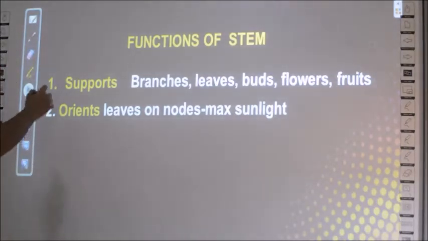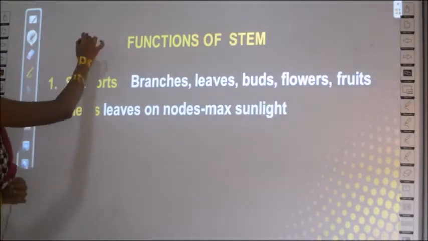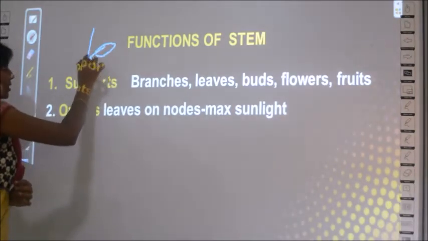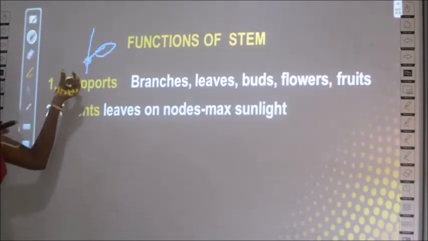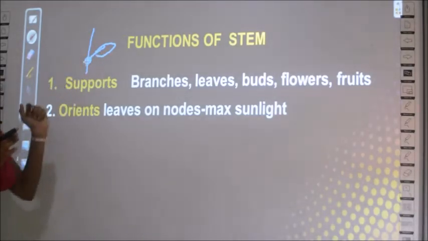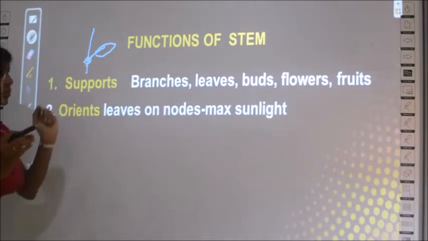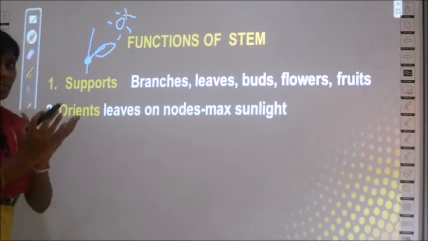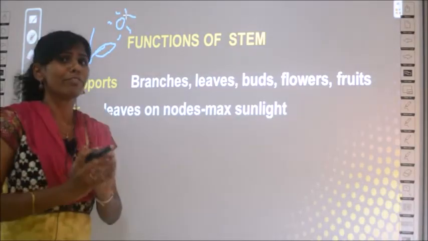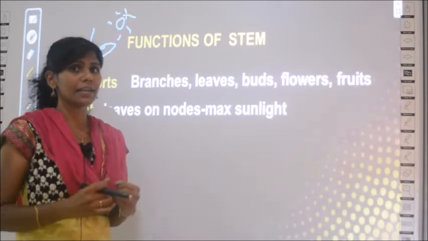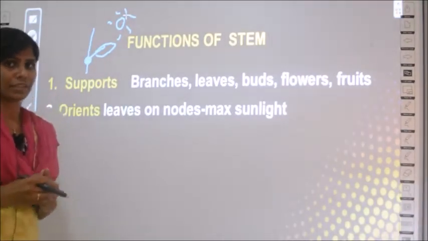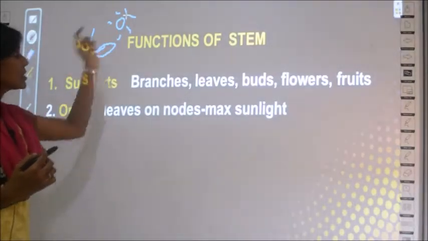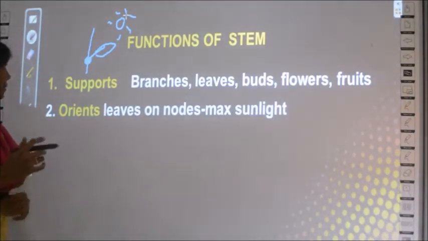Where are the nodes? You have already studied, right? If there is a stem, you can find leaves attached to the nodes, right? So the stem is the one which will adjust the angle of the leaf attached to the nodes so that it receives maximum sunlight. At whichever angle it places the leaf, the leaf will achieve maximum sunlight. In that angle the stem will set the leaf. That's what is called orienting the leaves on the nodes so that it receives maximum sunlight. Okay.